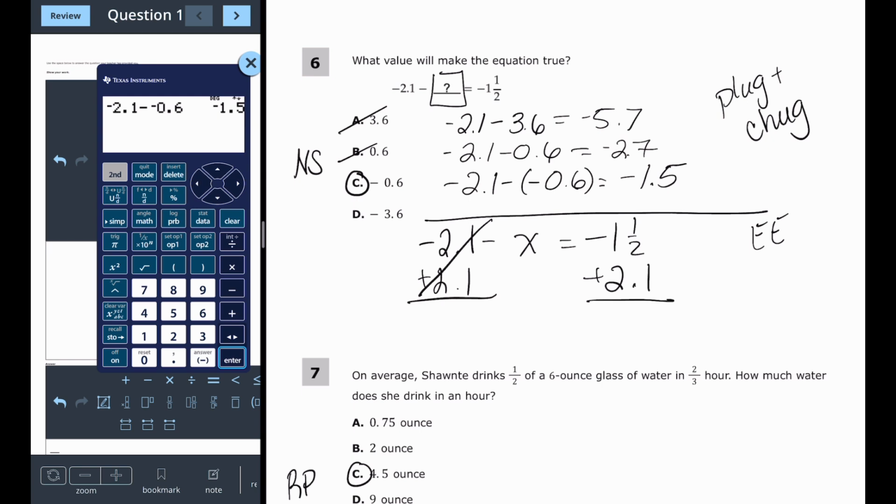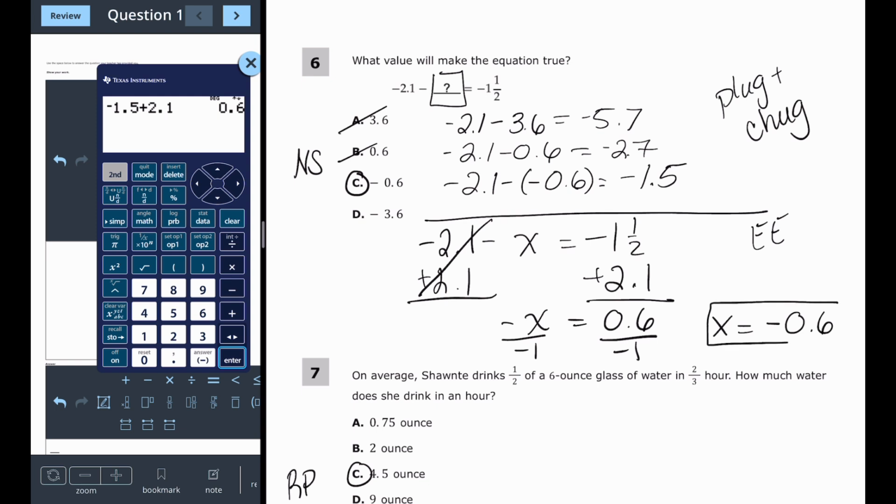And when I do that, I'm going to get negative x over here. So negative 1, I'm just going to put it in as 1.5 because we know that's true, plus 2.1 is equal to 0.6. And now I'm going to divide both of these by negative 1, because I don't want to know what negative x is. I want to know what x is. So when I divide, I'm going to be left with x is equal to negative 0 and 6/10. And there we go. So that's two different ways you can solve this problem.